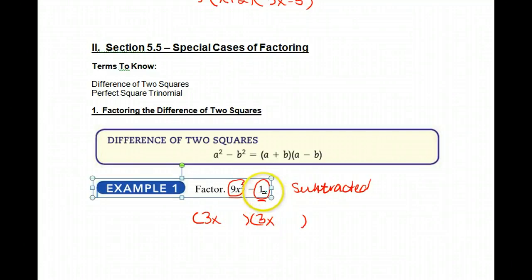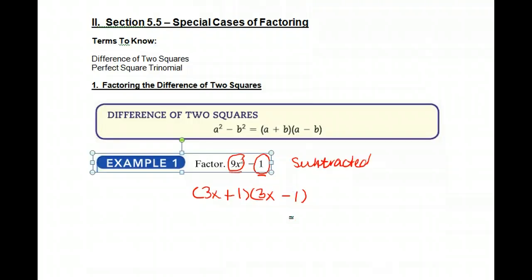We take the square root of the second term, which is 1, and then one of our groups gets a plus sign and one of our groups gets a minus sign. If you FOIL that and put it back together, you would notice that your middle terms will always cancel each other out, which is how we end up with the appearance of the difference of two squares to begin with. So there's our final answer right there.